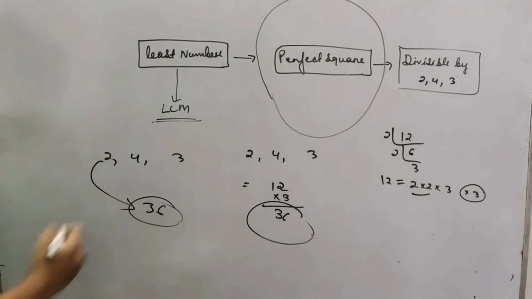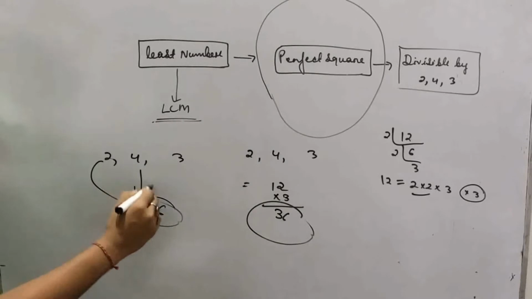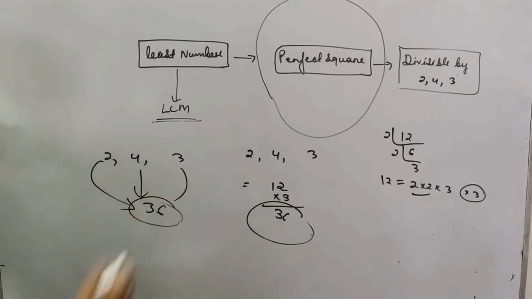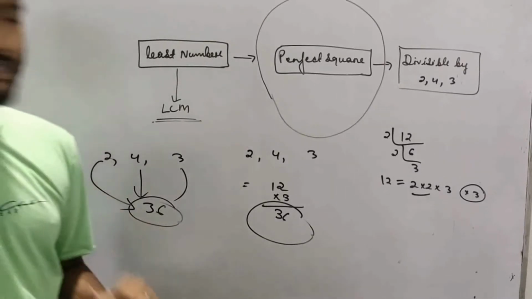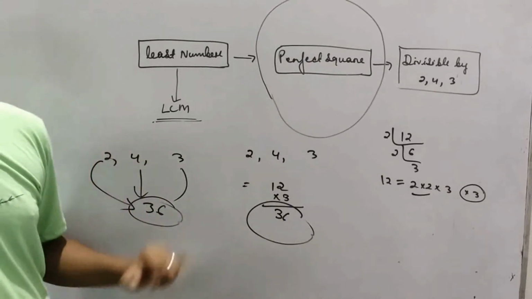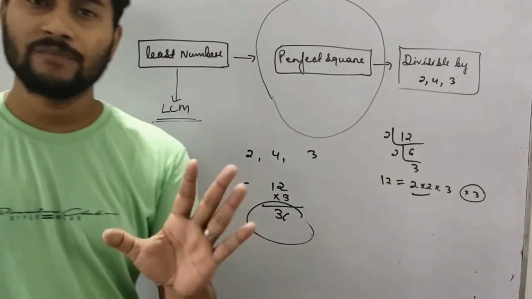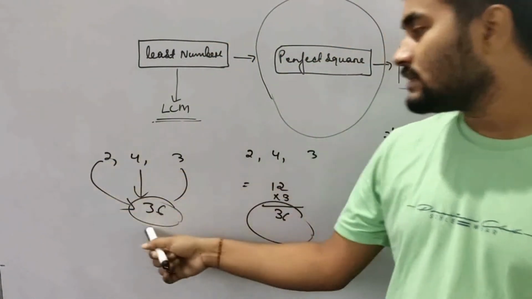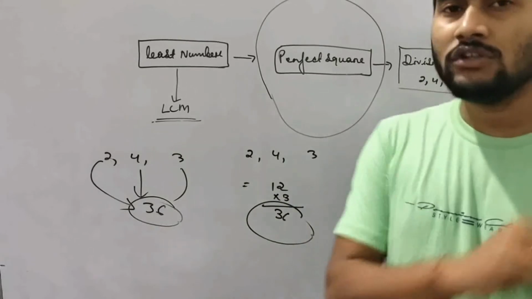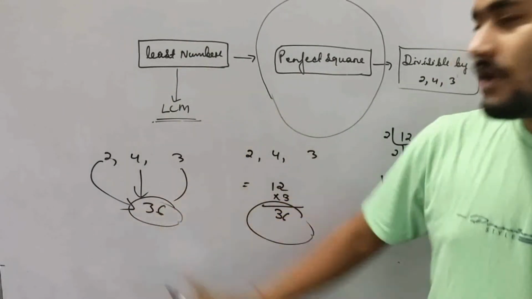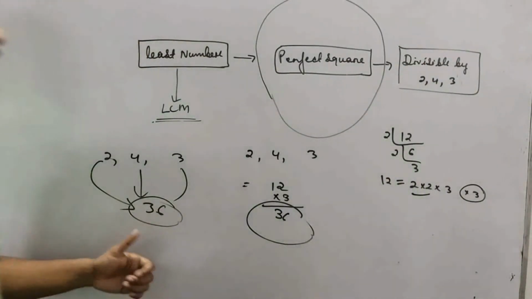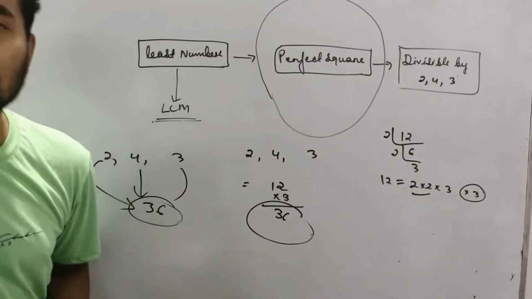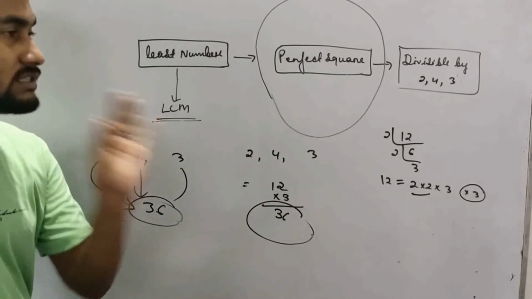Let us check: 2 eighteens are 36, 4 nines are 36, and 3 twelves are 36. So 36 is divisible by 2, by 4 and by 3. It is a perfect square also. Is it a perfect square or not? 36 is what? 6 sixes are 36. Understood? So this is the question.